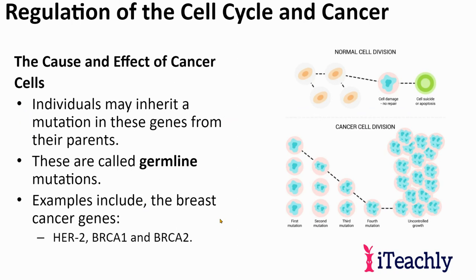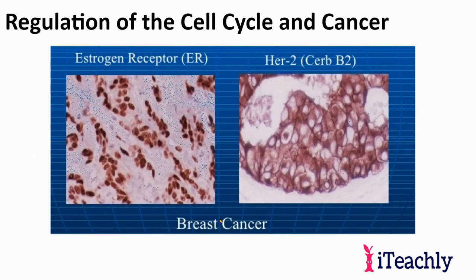Okay, the cause and effect of cancers. Individuals may inherit a mutation in these genes from their parents, and these are called germline mutations. Examples are those breast cancer genes. And I think you can actually get tested. So if you have breast cancer in your family, you can be tested for that. And a lot of people have mastectomies before they get breast cancer. And this is an example of that. So this is normal. And then this is breast cancer.